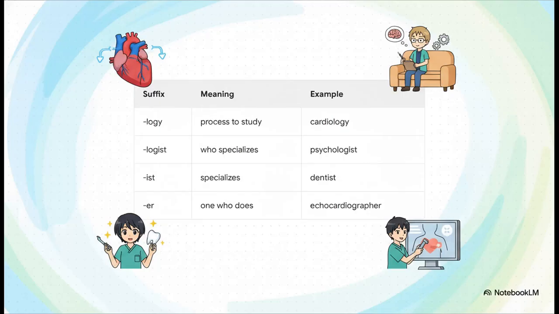Okay, let's tie it all together with the actual people who do the work. Let's do a quick rapid-fire run through these specialties. If a word ends in logy, like cardiology, it means the process to study that field. But if it ends in logist, like a psychologist, well, that's the person who specializes in the study of it. Then we have ist, meaning one who specializes, like a dentist. And finally, er, which means one who does a specific task, like an echocardiographer. So it goes process, specialist, specialist, doer.